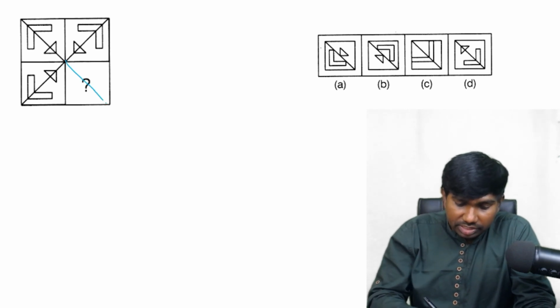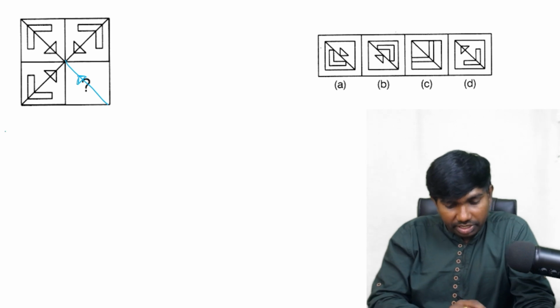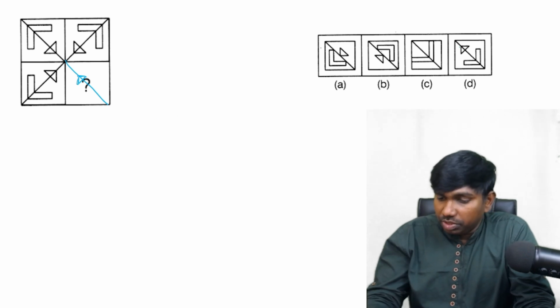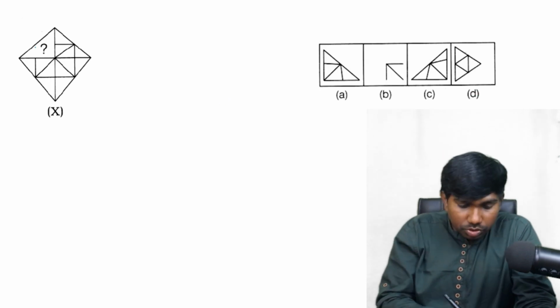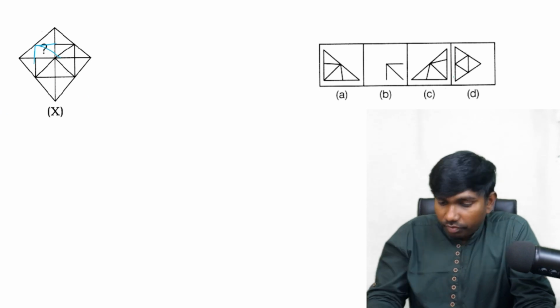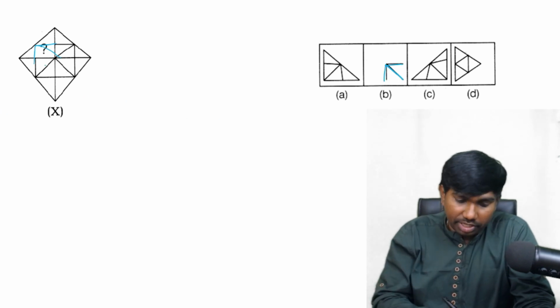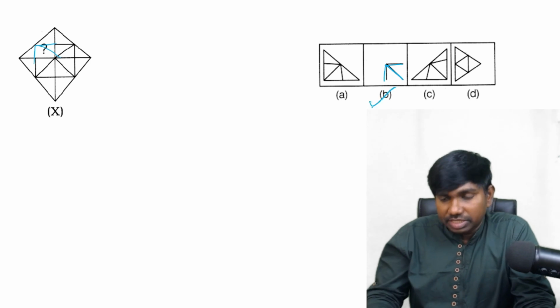Next, this diagonal with a cut triangle, that diagonal should cut the triangle exactly in half. So there is only one option in which the diagonal is cutting this triangle, that is option D. Next one. So a vertical line, a horizontal line and a slant line must be there, correct? So figure B is the correct answer.